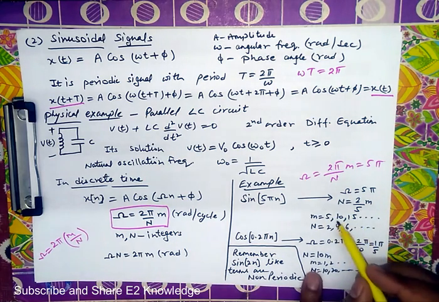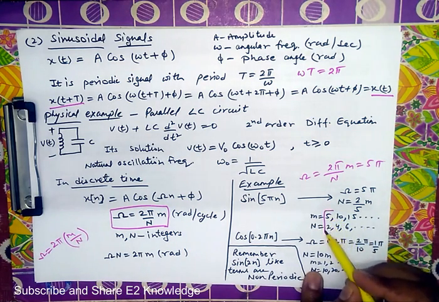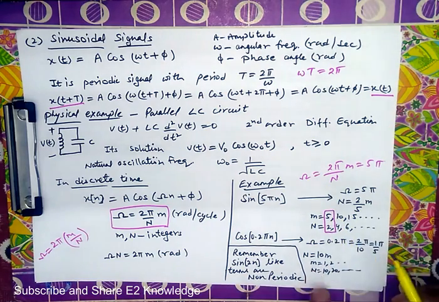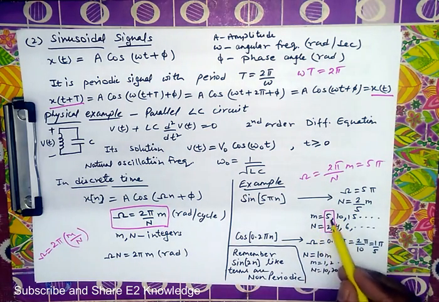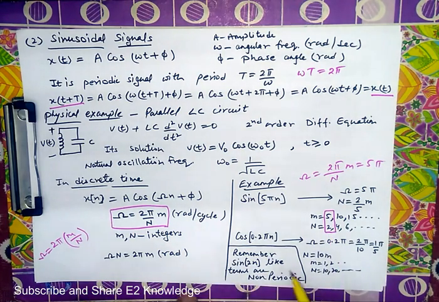So in any case, first case, you can take that for m equal to 5, N is equal to 2. It satisfies the equation also. Second example, cos(0.2 pi n).